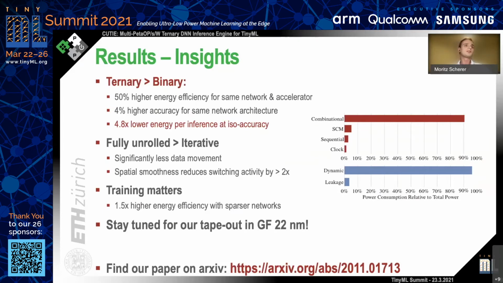We also see that this fully unrolled paradigm leads to significantly less data movement, and the spatial smoothness that is inherent to many data sources is really helpful to reduce the switching activity as well. And we really see that training is an important factor in the efficiency of our accelerator.